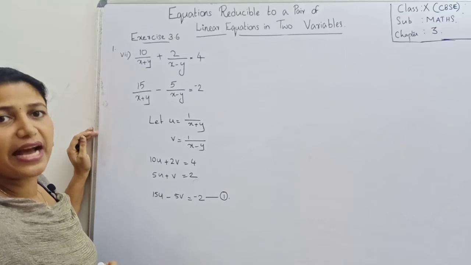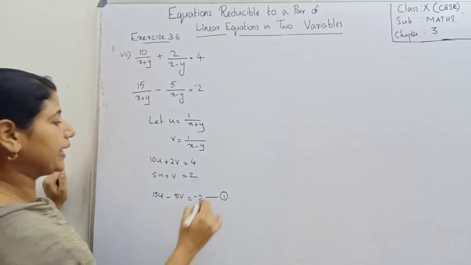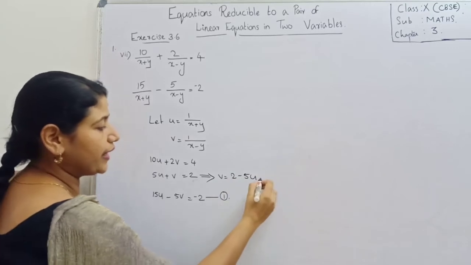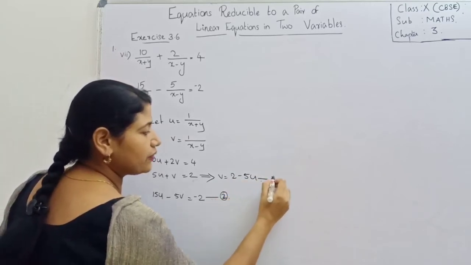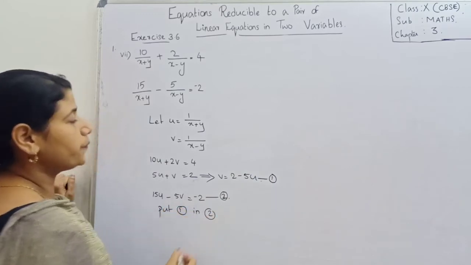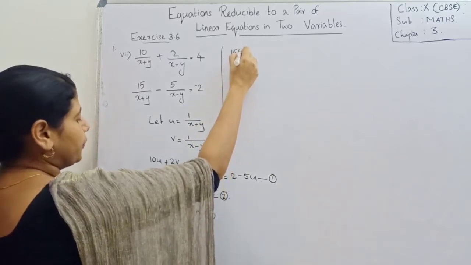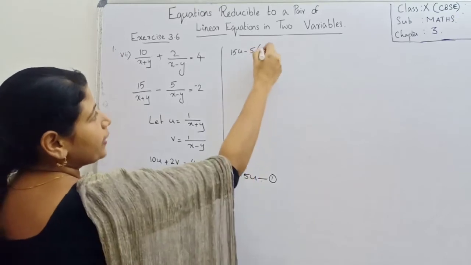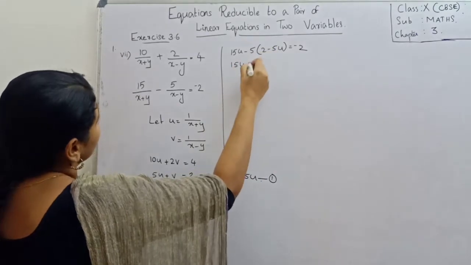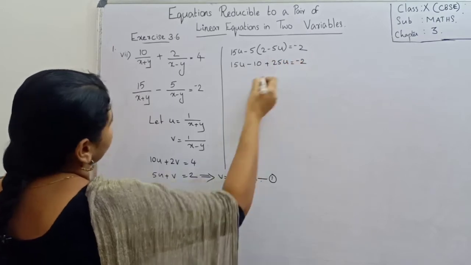Up to the 6th question, I used only the elimination method. In this case, I am going to use the substitution method. For that, I am taking this equation as v equal to 2 minus 5u. So this is your second equation and this is the first equation. Now put the second equation in the first. Then we will get 15u minus 5 into 2 minus 5u equal to negative 2. So you will get 15u minus 10, and minus into minus is plus 25u, equal to negative 2.